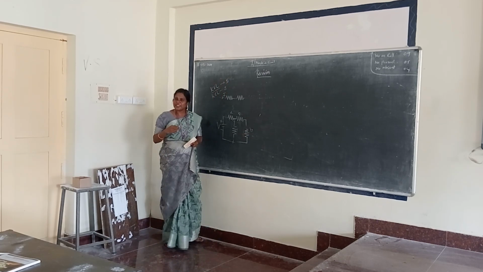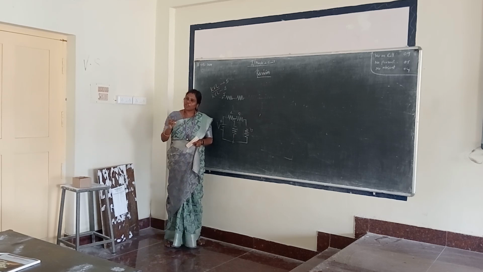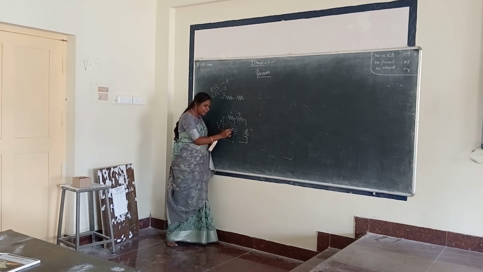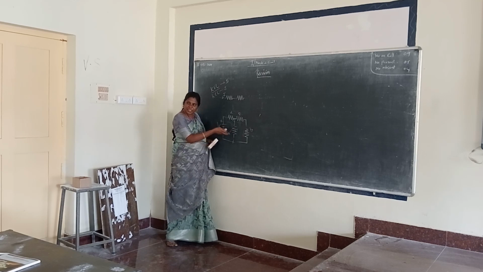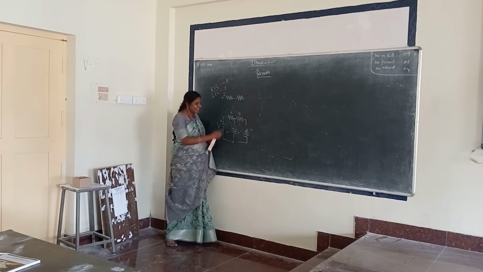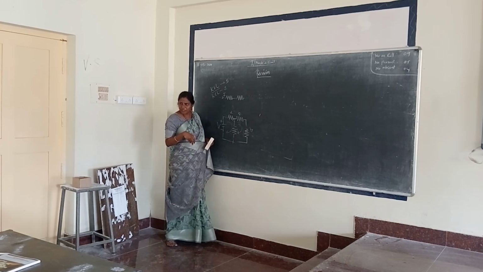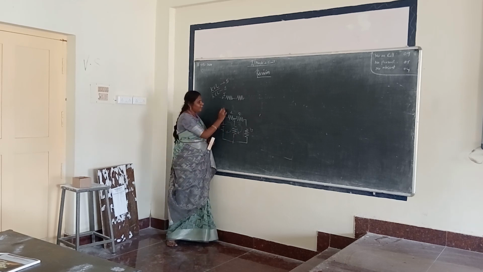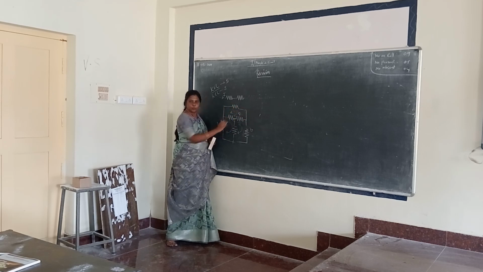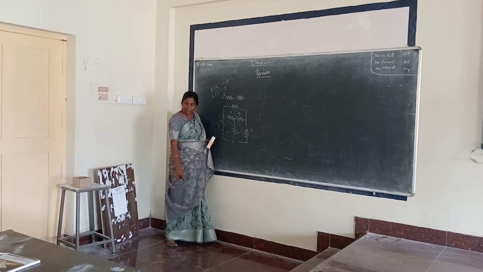KVL says that the sum of voltage drops in any loop is equal to 0. This is a loop. How many loops are there here? 1 and 2. The outer loop is also considered a loop, the third loop. Anyway, we can apply KVL only to the inner loops, so there are 2 inner loops. If I have one more thing like this, then I have 3 loops.